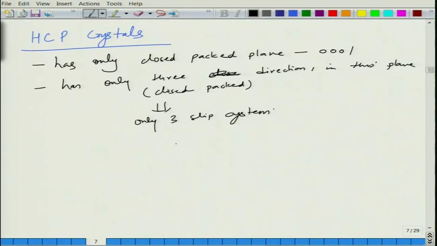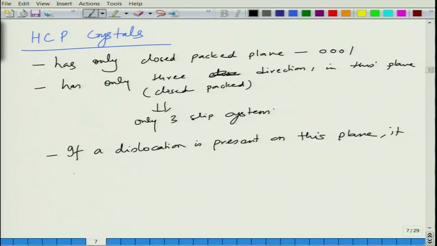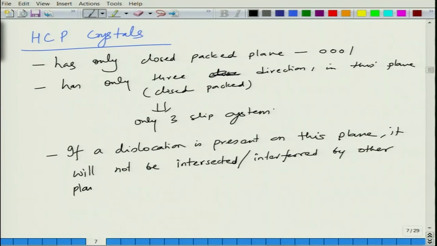So if you have only one slip plane, if a dislocation is present on this plane, it will not be intersected or interfered by other planes, because 0 0 0 1 planes are basically parallel planes.